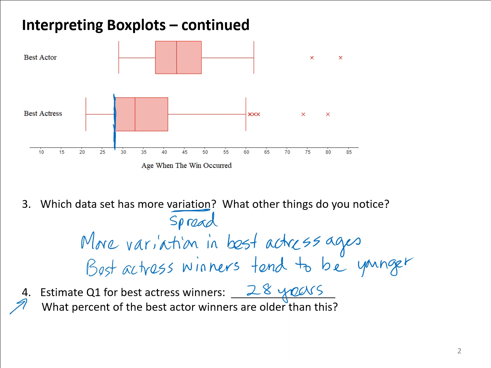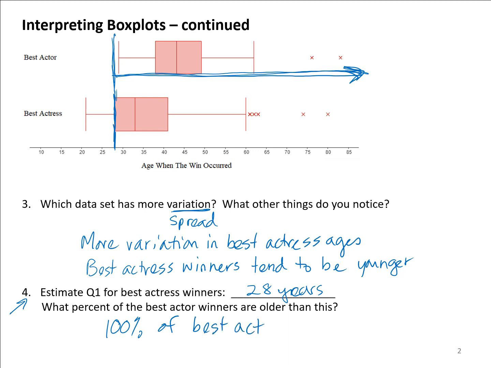What percentage of best actor winners are older than this? Well, when I go up and compare this number to best actors, all of the actors who won Best Actor Oscars, the entire data set, is older than that 28 years. So 100% of Best Actor winners were older than 28.